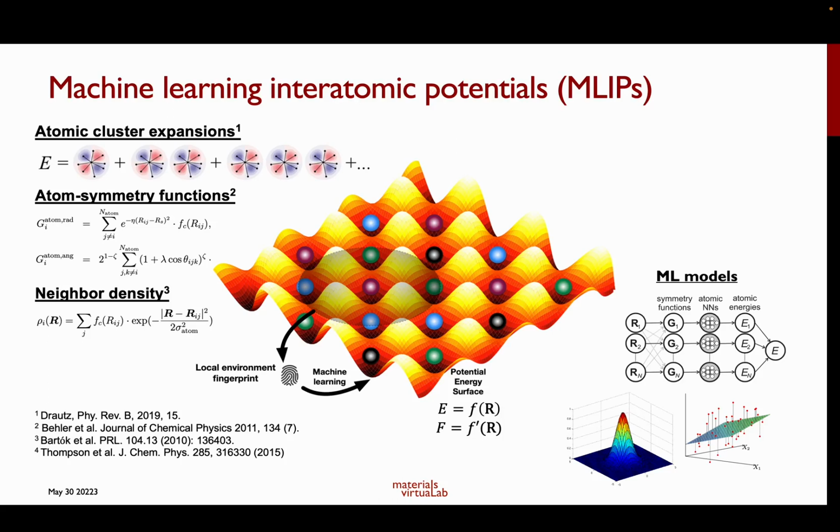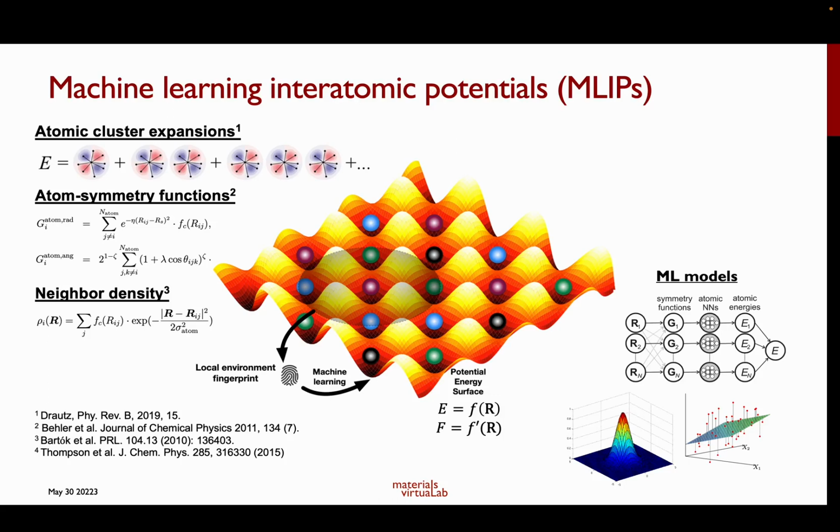So the way that machine learning interatomic potentials work is that you take the local environment around each atom. You express it in terms of some local environment fingerprint. There are many, many formalisms that have been developed over the past 10 years or so. And then you use a machine learning algorithm to map that local environment descriptor to basically your energies and the forces within your system, okay? And again, for machine learning models, it can be anywhere from just a simple linear regression to a neural network.